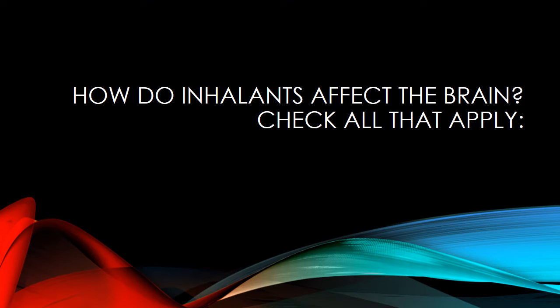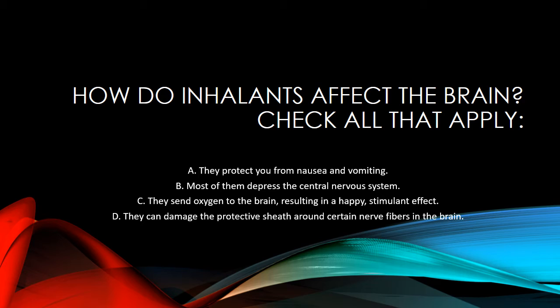How do inhalants affect the brain? Check all that apply. They protect you from nausea and vomiting. Most of them depress the nervous system. They send oxygen to the brain, resulting in a happy stimulant effect. They can damage the protective sheath around certain nerve fibers in the brain.